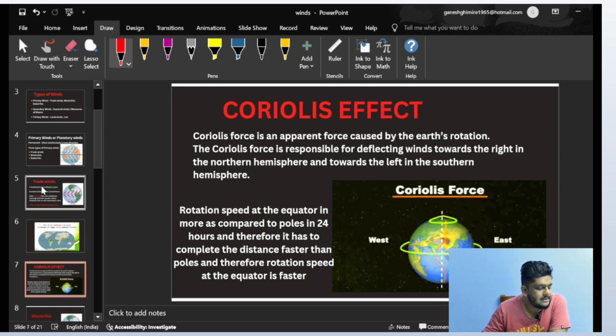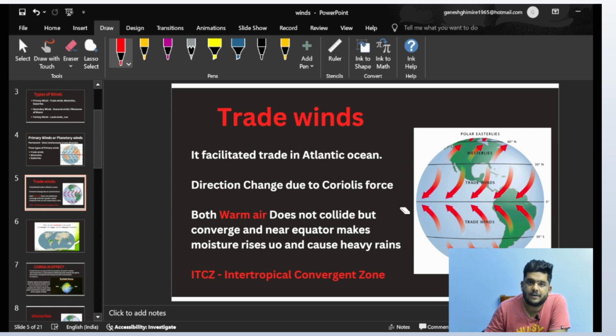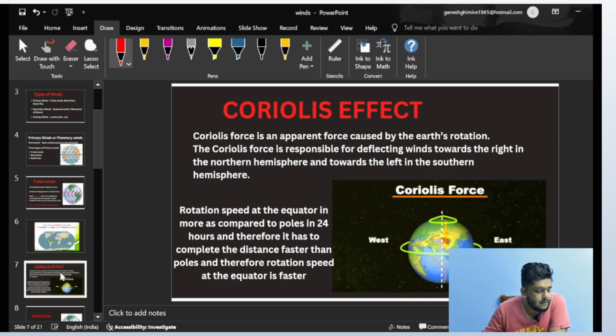What this means is, let's move back to the trade winds. Because of this Coriolis force, the winds that were supposed to come directly, like this, move towards the right direction in the northern hemisphere. In the southern hemisphere, they move towards the left direction. So that is the basic meaning of that sentence. Why is that happening? It is because of Coriolis force.